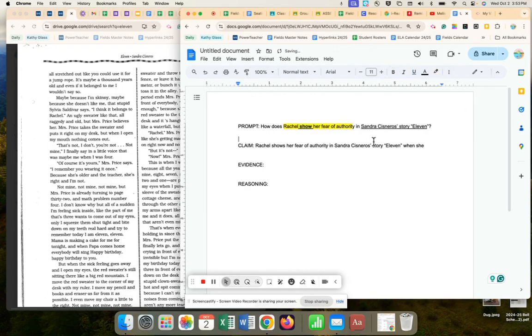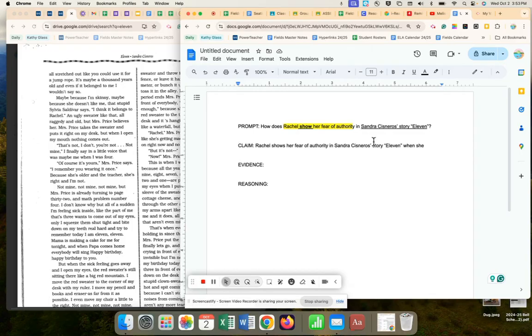What does showing mean? So I have to really determine, what is this prompt asking me? Showing is something a reader can visualize. We could see it, right? In person, it would be something we could see. So how does she show it? So we know from reading the story that she shows it by crying. She shows it when she stutters. Showing is something we can visualize. If she's thinking something, we don't know.